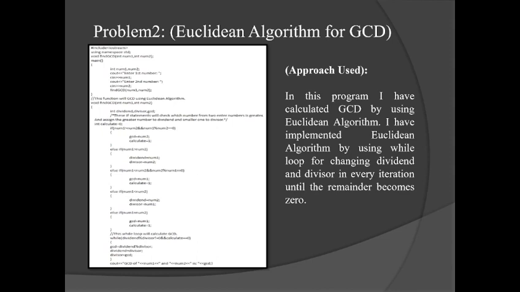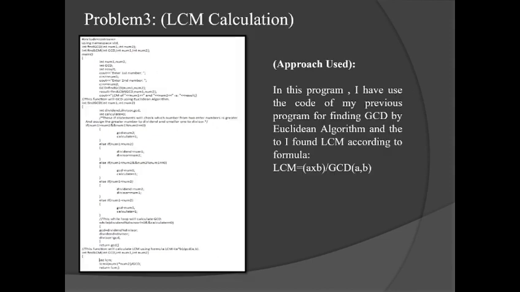Now we will move to problem 3, which is about finding the LCM. In this program, I have used the code of my previous program for finding the GCD by the Euclidean algorithm, and then I utilized that code in finding the LCM. As you know, the LCM is the product of the two numbers divided by the GCD of those two numbers. So I will use the code of my previous program to find the GCD.